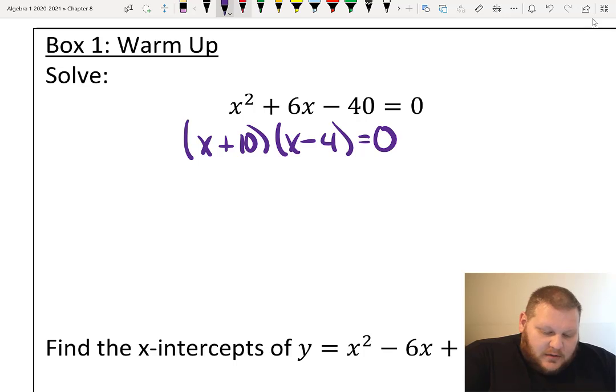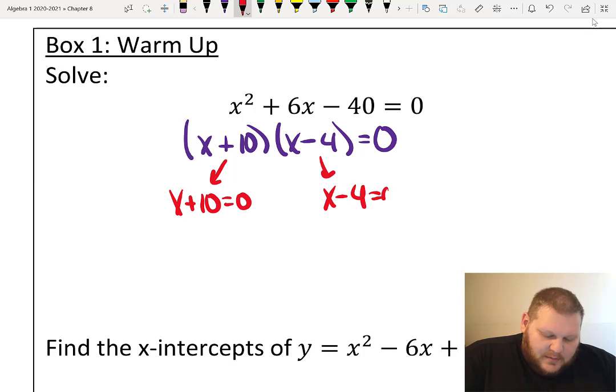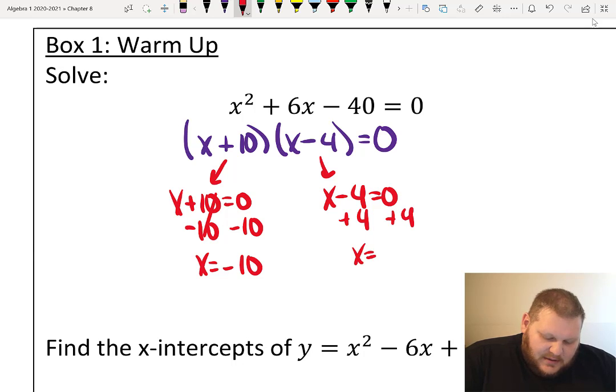And then from here, we would set each of these factors equal to 0. x plus 10 equals 0. x minus 4 equals 0. We subtract 10 on both sides to get negative 10. We add 4 on both sides to get positive 4. And those are my two solutions. That would be solved completely.